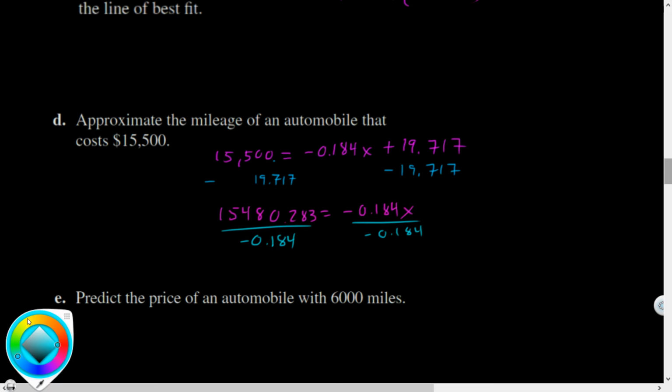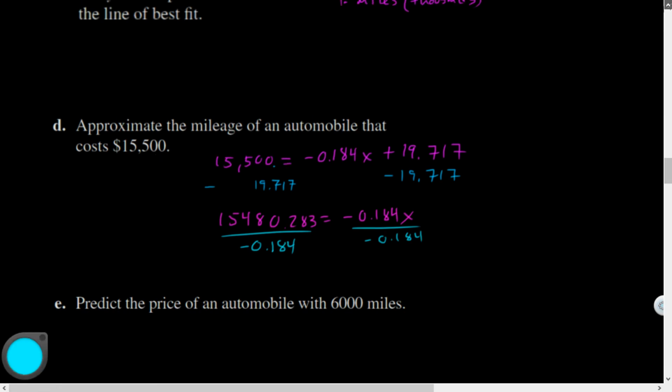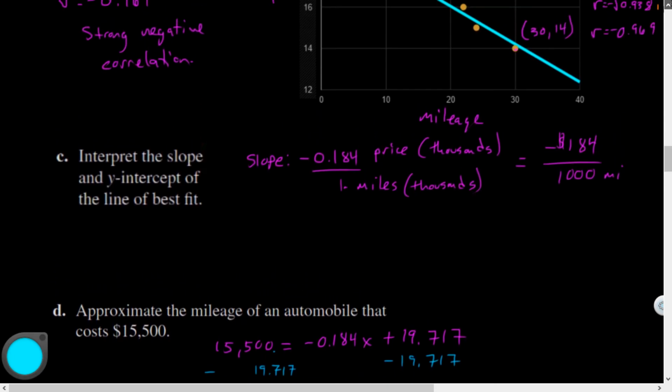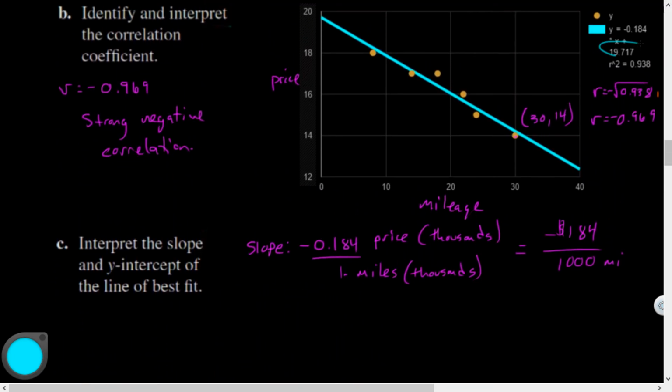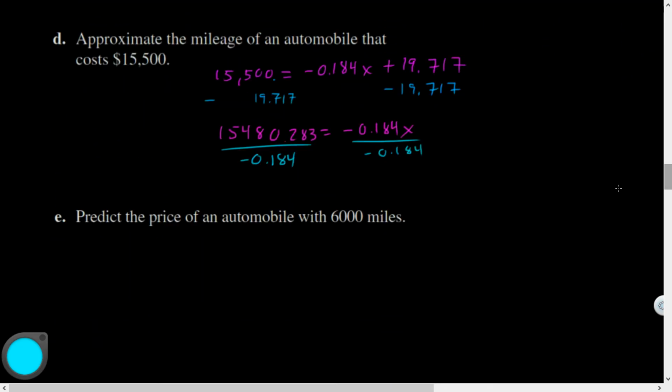And wait a minute. Price, that's the cost, that was the y value, right? Why am I getting a negative here? Oh, they got me, friends. Do you see how they got me? They got me because I entered this in as that number, but we were measuring it in thousands. That means y is equal to 15.5. I plugged it in as thousands.